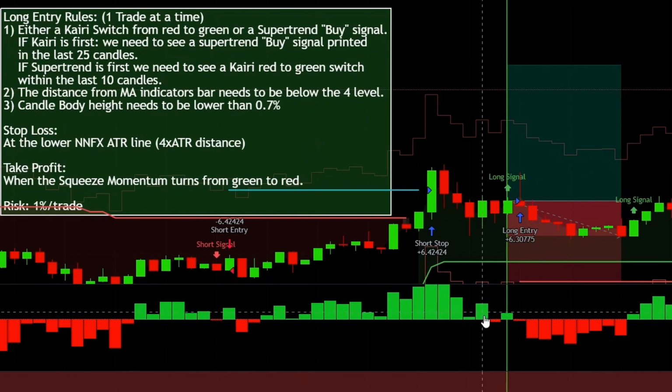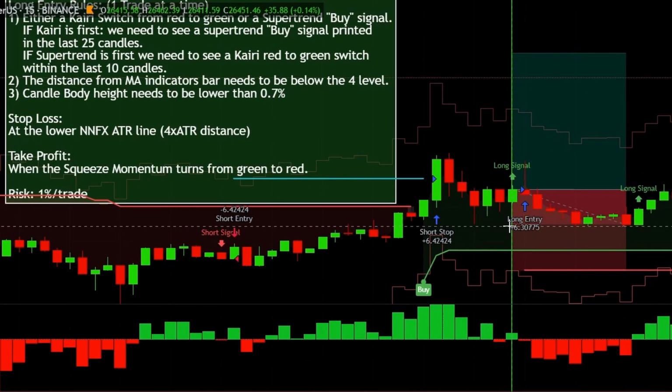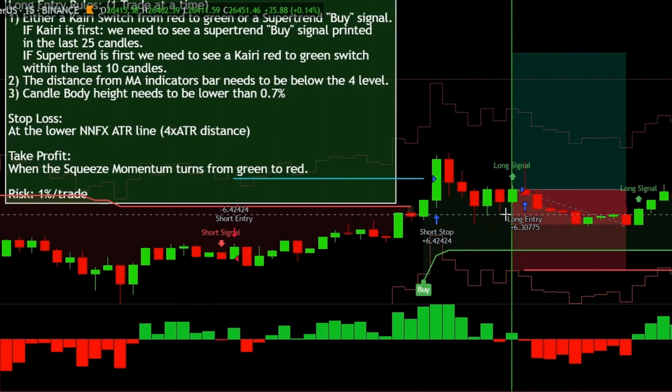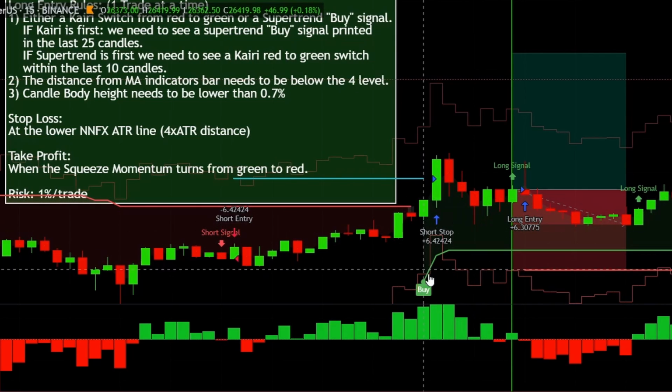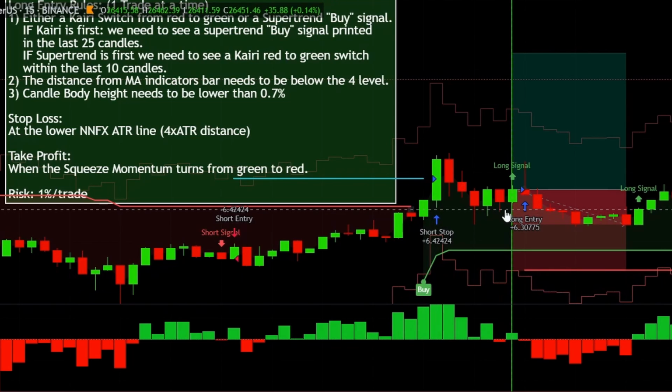For example, here you can see we get a red to green switch from the Kairi relative index. So we need to check if in the last 25 candles a SuperTrend buy signal was printed or not. Let's start counting. 1, 2, 3, 4, 5, 6, 7. And as you can see in the 7th candle, we got a buy signal. So this will be a valid long entry signal.